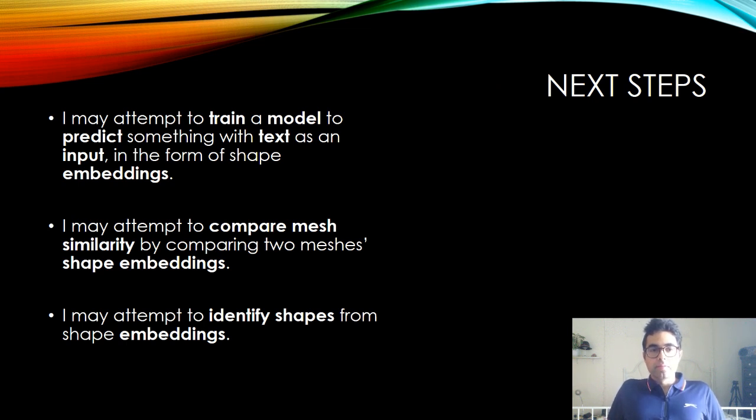In my next steps, I may attempt to train a model to predict something with text as an input in the form of the shape embeddings. I may attempt to compare mesh similarity between two mesh shapes by comparing the two meshes' shape embeddings. I may attempt to recover shapes from the shape embeddings for possible model textual output and possible model mesh output.